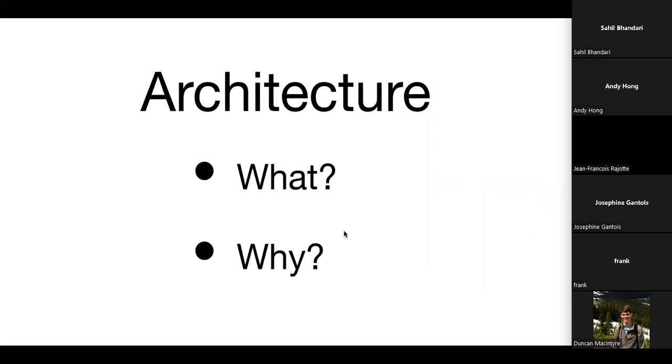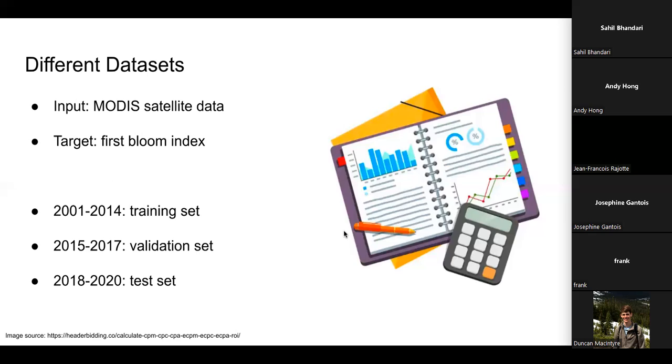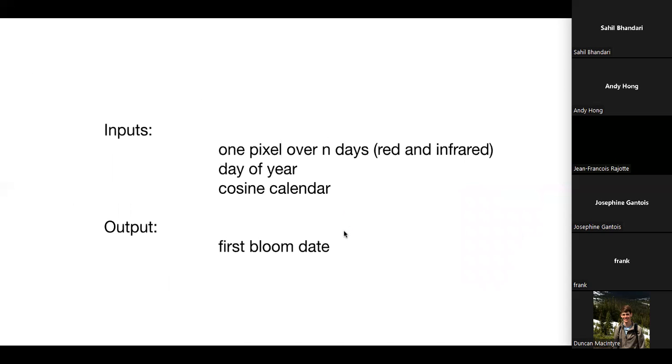Okay, so the next question is, what kind of model can we use to make these predictions? So we're going to talk about what model we use and also why we chose this architecture. Now, recall that as inputs, our model will take 1 pixel over however many images we have. So it's only looking at 1 pixel at a time. And also the day of year of these images, so it knows when they were taken, and the cosine calendar, which is something we came up with that's sort of similar to the day of year, and we'll talk more about that later. As output, our model will give us a day that blooming will start.